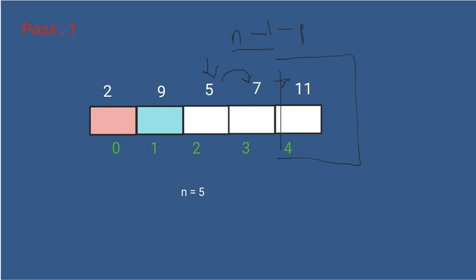So we'll start from 0 and check: is our current element greater than the next element? No, it's not. So it's at the same place. Is our current element greater than the next element? Yes, it is. So 9 gets bubbled up. We are bubbling up the largest number, 9. Again we check: is our current element greater than the next element? Yes, it is. So we'll bubble up.